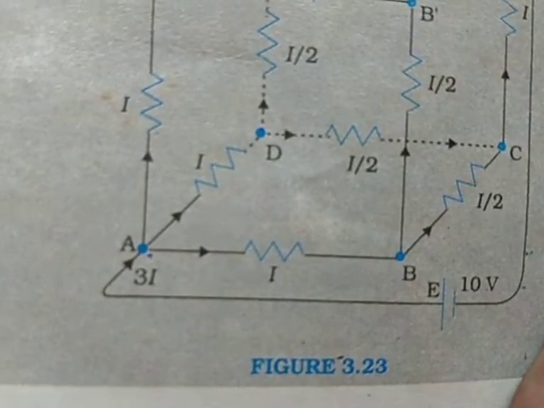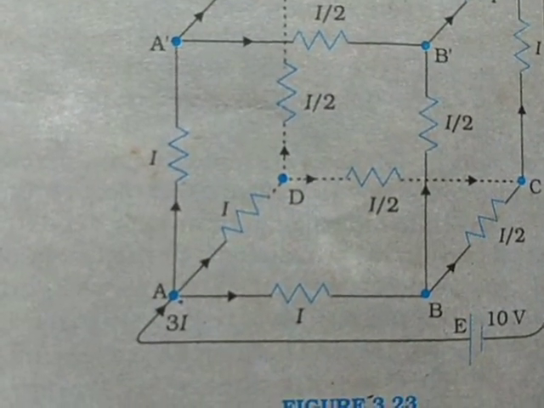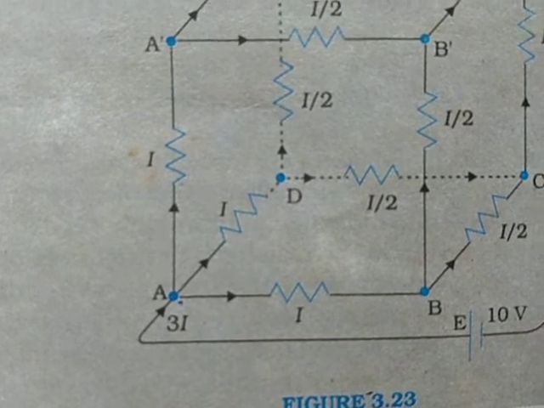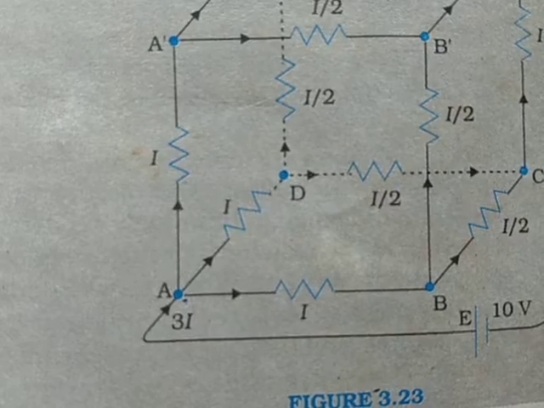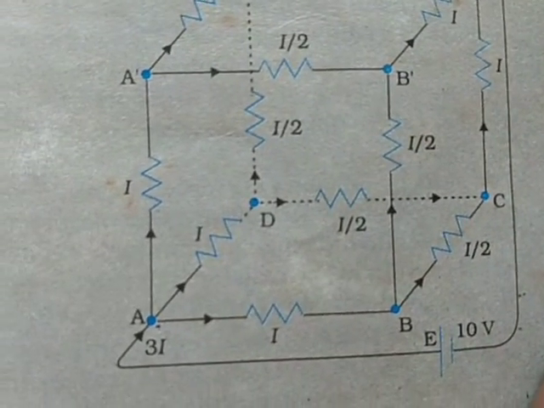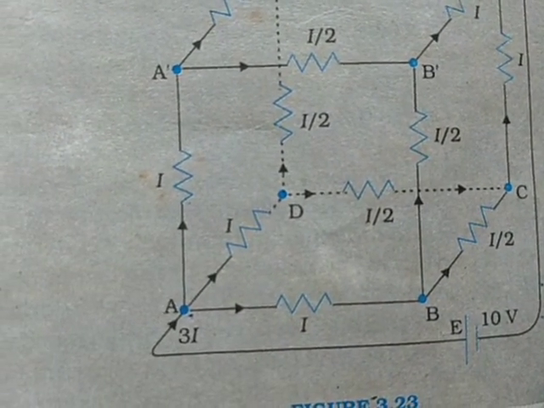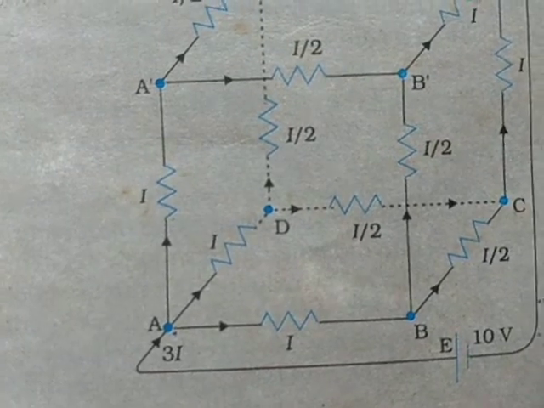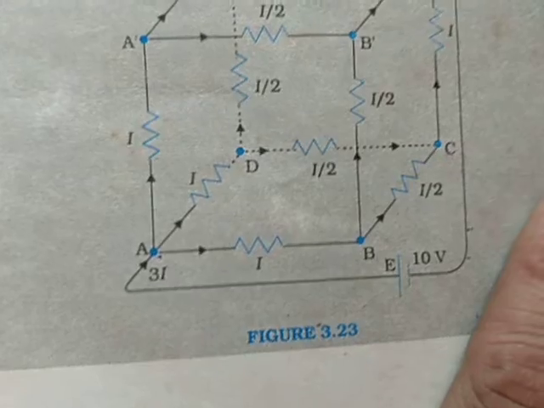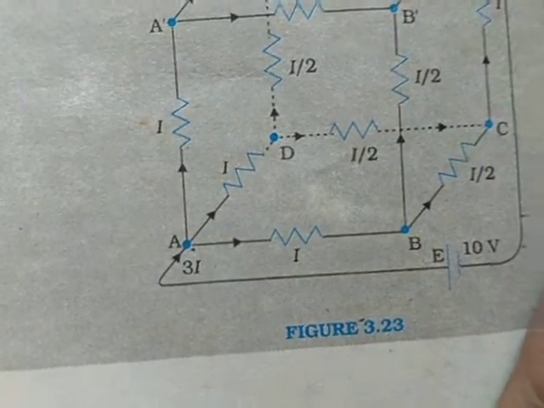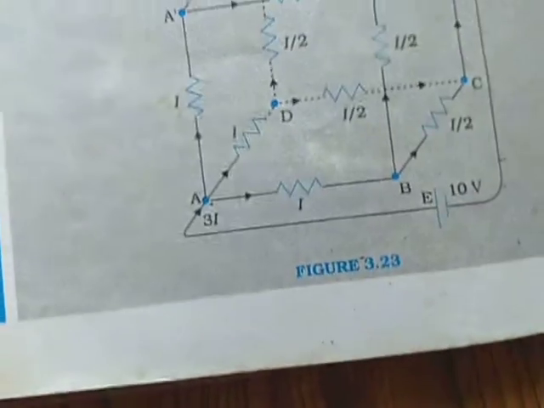Now the equivalent resistance of the circuit is known to us, and the total current drawn from the cell is also known to us. Each individual arm, arm AB, arm AA1 and arm AD, is drawing current I. We have already found that to be 4 ampere, and therefore the current flowing in each edge can be read off from the figure directly.